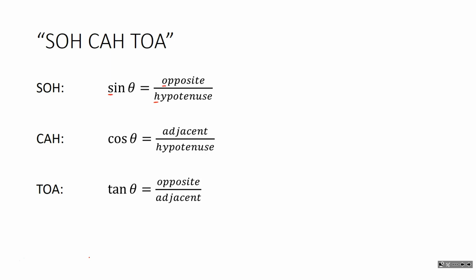Notice SOH. CAH, adjacent over hypotenuse. And finally, tangent, TOA. Tangent equals opposite over adjacent. I've heard some humorous phrases some people have used to remember these. Ask around, ask your teachers if they know any. But SOHCAHTOA works just fine. I found that people have no problem remembering those.